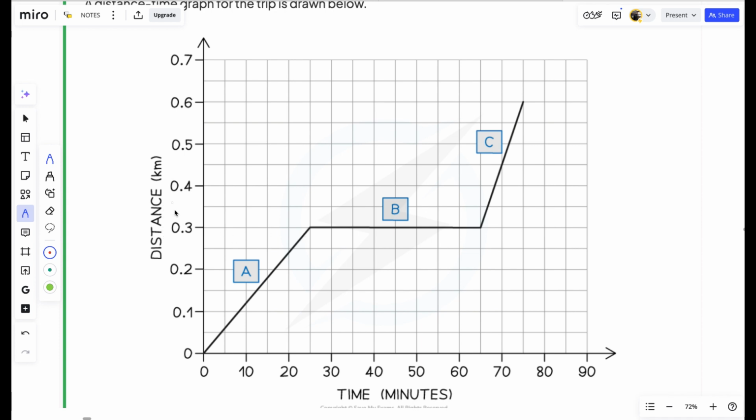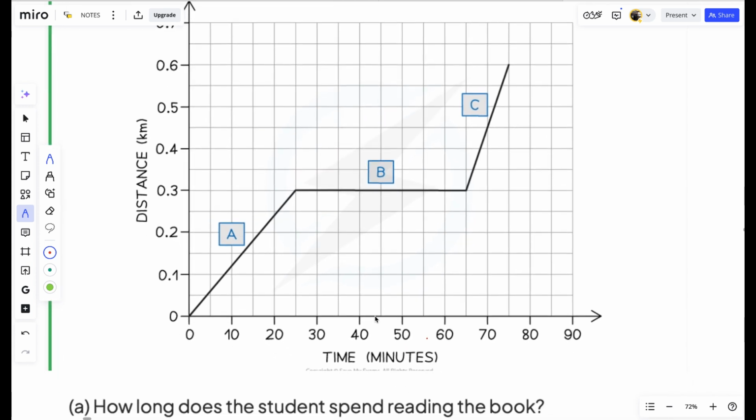Okay, this is the distance-time graph. The distance they moved is plotted against the time they spent. Now here we have a straight line, which means the gradient of this line will give the speed with which the student moved. These are the time intervals, from 0 to 10. Time is in minutes, but the distance is in kilometers. So it's up to us whether we convert this later on or from the beginning.